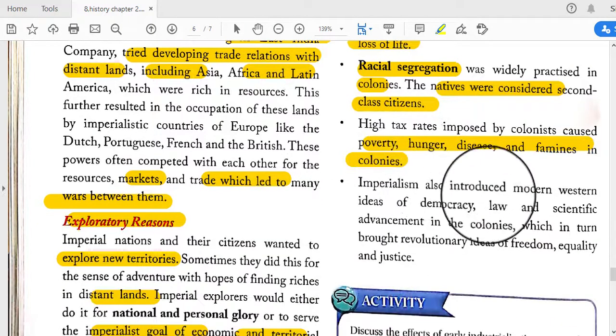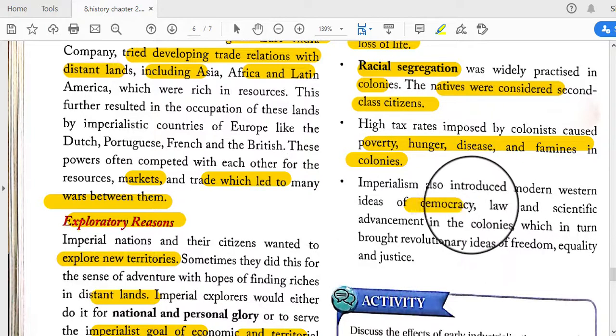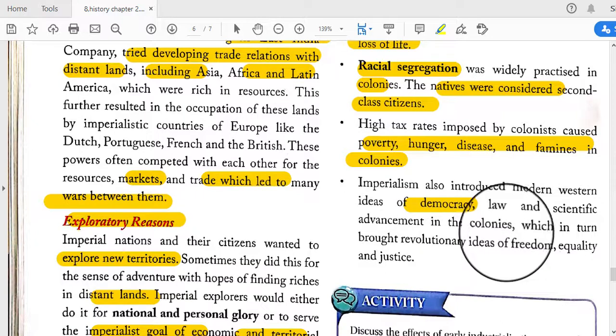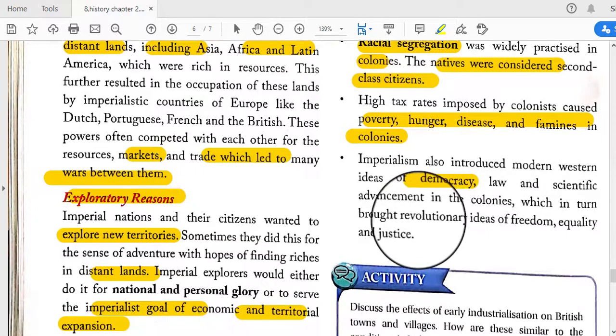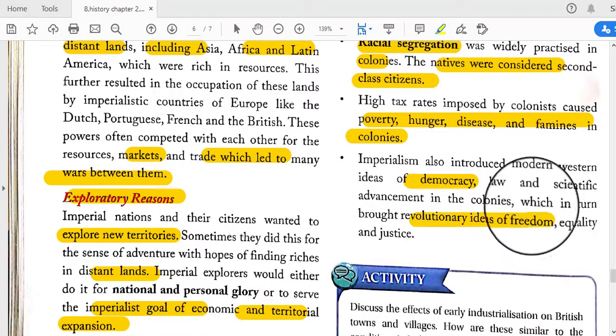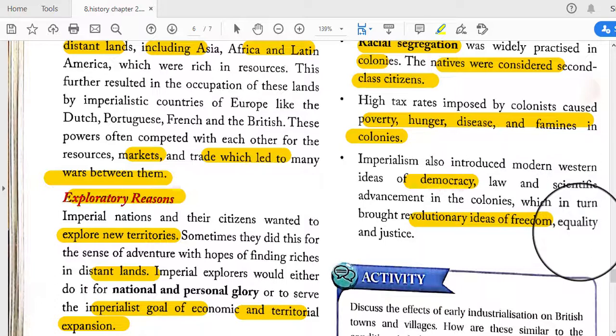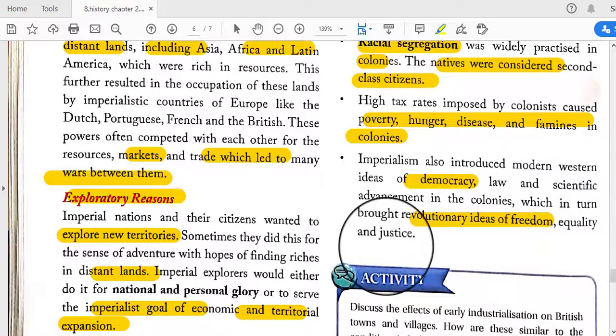And imperialism also introduced modern Western ideas of democracy, law, and scientific advancement in the colonies, which in turn brought the revolutionary idea of freedom. Because of these unfavorable conditions, the native people tried to regain their previous freedom, and they always strove for equality and justice.